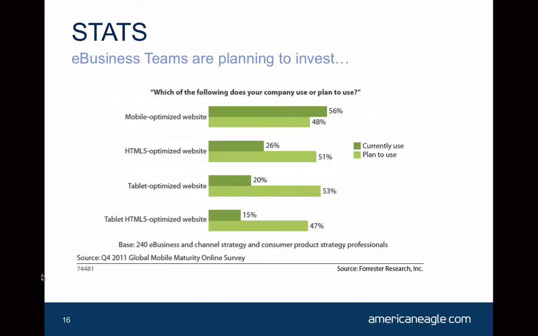The e-business teams are also looking into all this. They're focusing on optimizing their website. They're focusing on using HTML5 to optimize. They're also looking into investing in tablet versions and probably phone versions and everything like that. With responsive web, that is one way that you could look into it to optimize across the board.